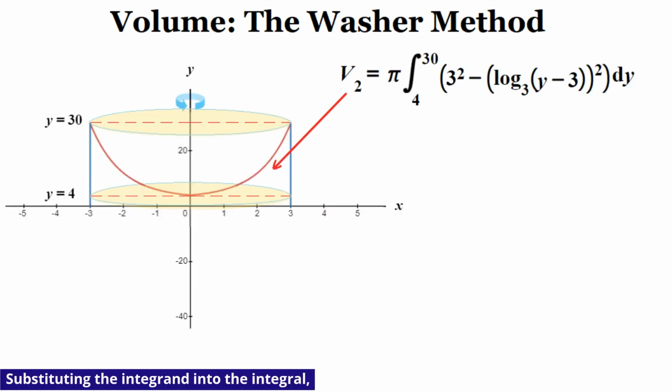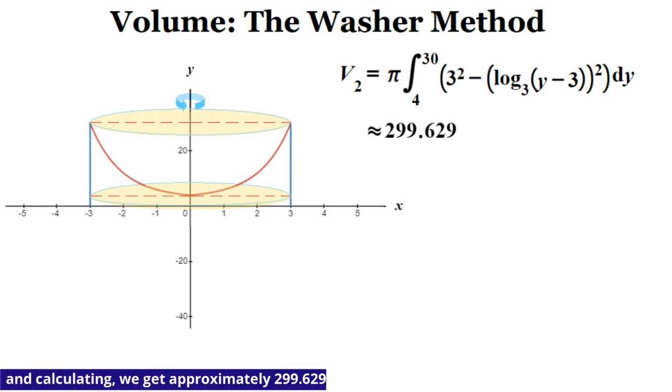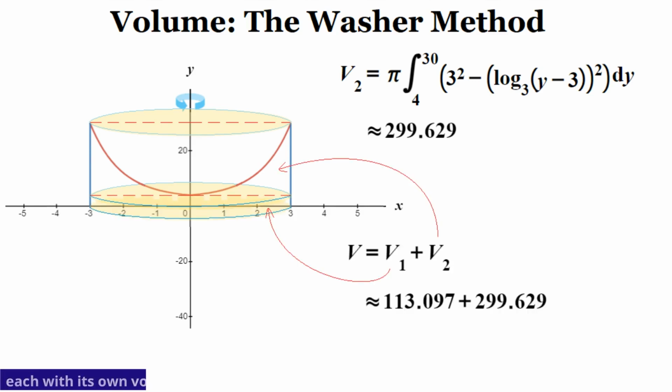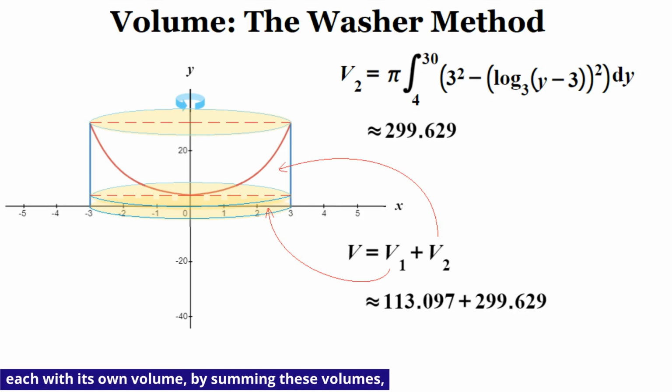Substituting the integrand into the integral and calculating, we get approximately 299.629. Since we have two distinct parts for the solid, each with its own volume, by summing these volumes, we can determine the total volume of the solid.